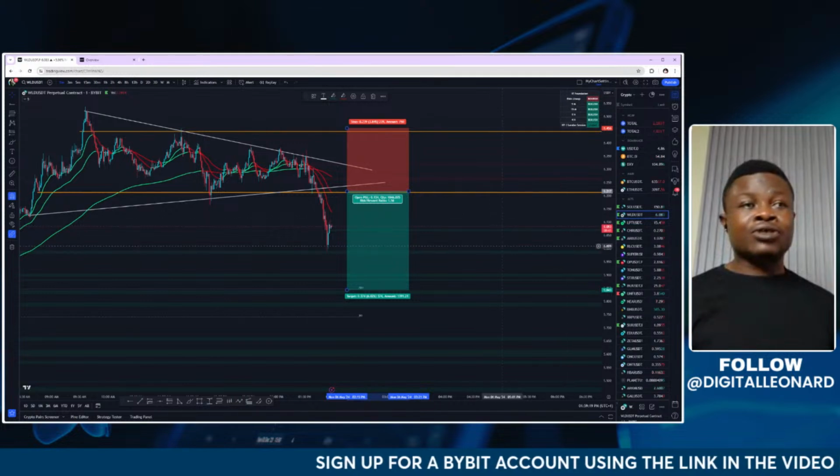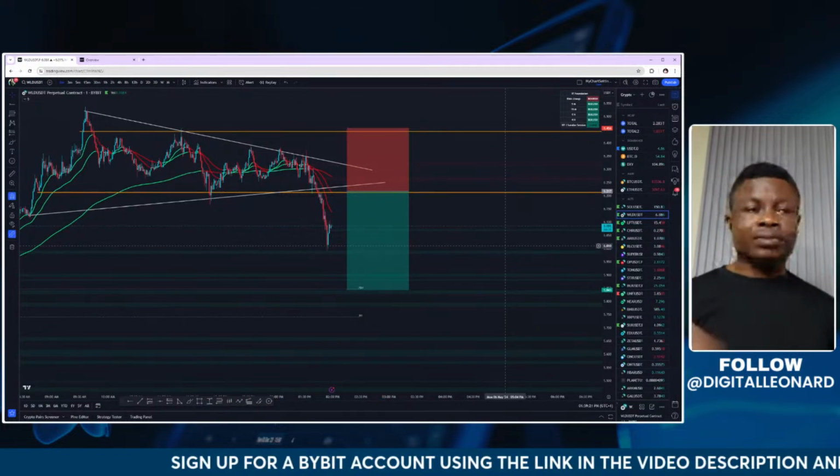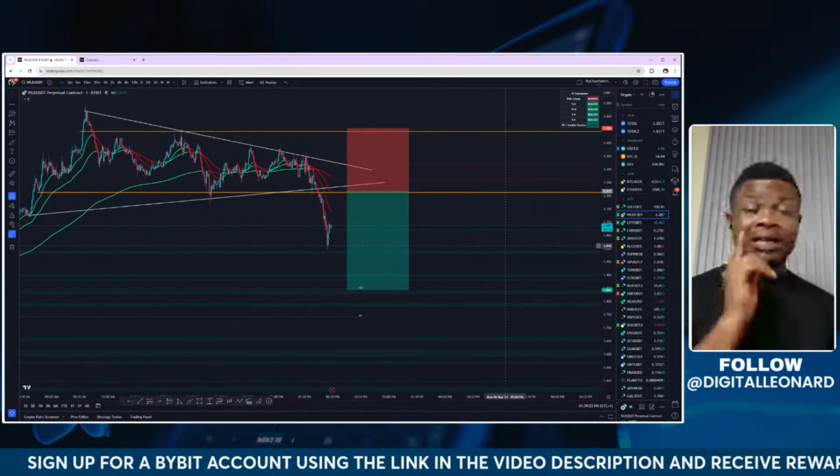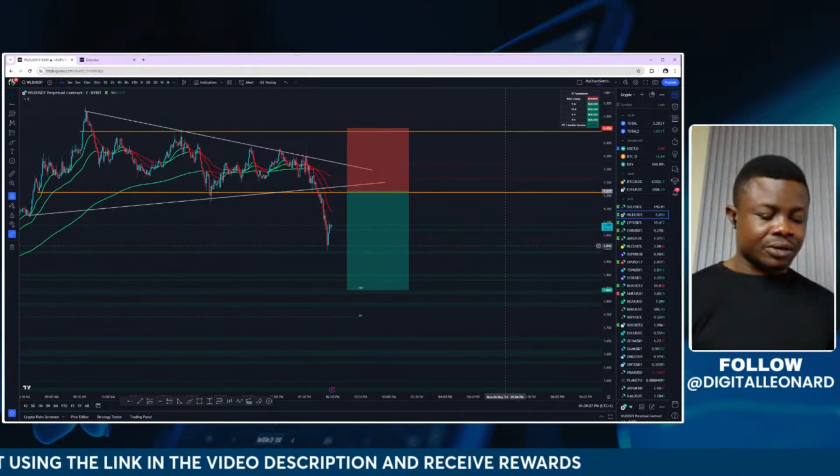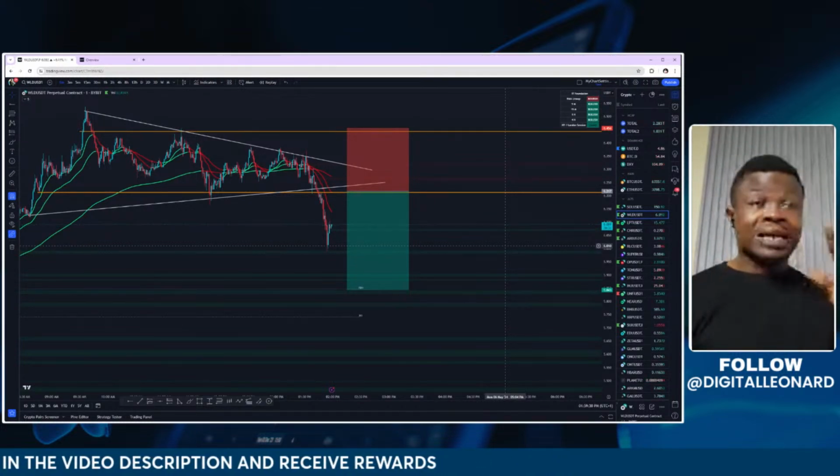Let me know what you are trading. Which of the tokens are you holding? Just put them in the comment section for me, okay? And these are all on the 1 minute time frame, so don't get carried away.